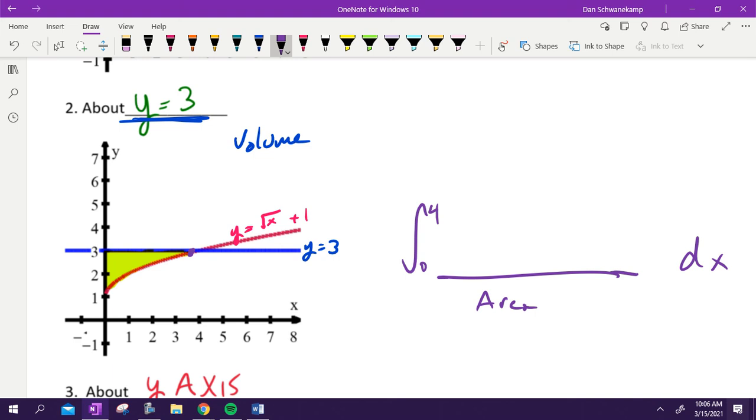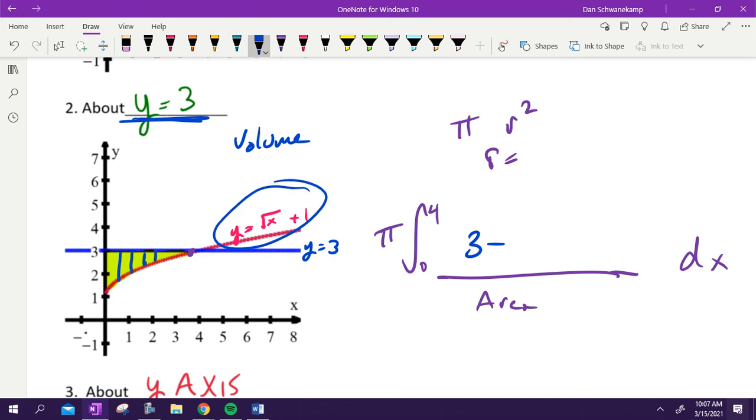Okay, that's when they intersect. Those are x values. What shape is it going to make? Is it going to be a disk or a washer problem? It is a disk. So if it's a disk, it is simply pi r squared. Okay, that is all I need. I just got to figure out what my radius is. To find my radius, I'm going from top minus bottom. Top minus bottom. So it is 3 minus that guy right there. Square root of x plus 1.